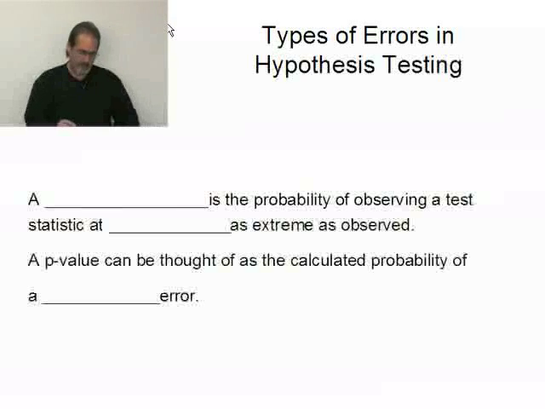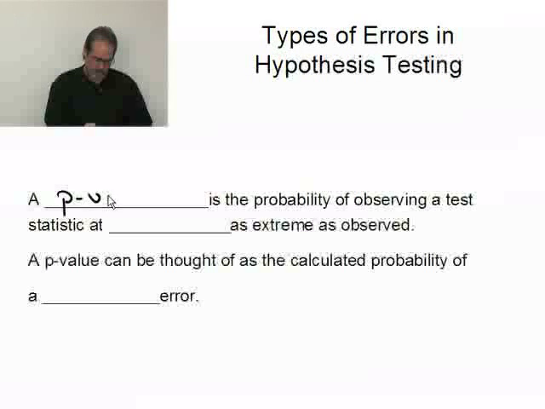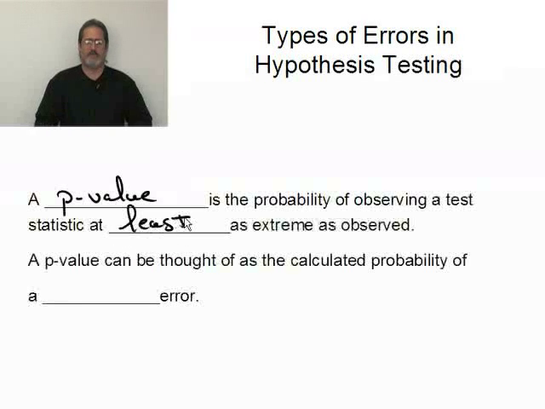Now, remember I said that we will make these decisions based on probabilities? The probability that we're going to use is known as a p-value. A p-value is the probability of observing a test statistic at least as extreme as was observed. So what the heck does that mean?